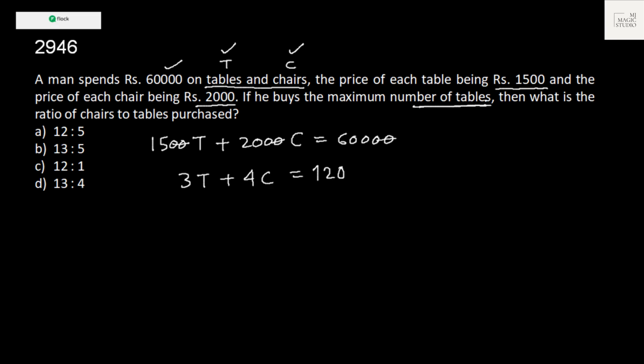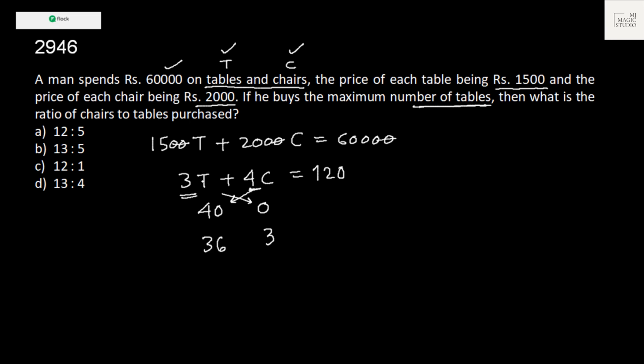He buys the maximum number of tables. So to buy the maximum number of tables, let C be 0. If C is 0, T is 40. But he has spent on both tables and chairs. Now the next value which would fit with T and C, which gives you 120, is very simple to calculate. Increase the value of C by 3 and decrease the value of T by 4. That is the easiest process.